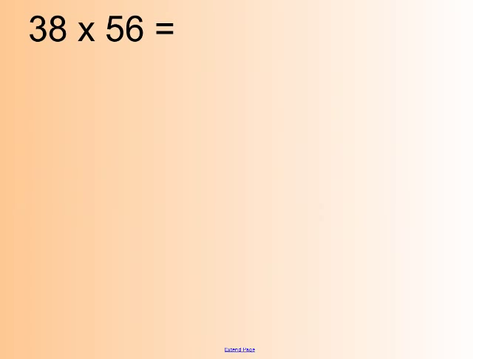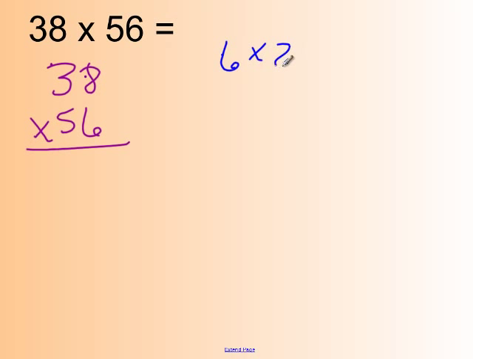38 times 56. Once again, I want you to rewrite that vertically. 38 times 56. Okay, we're going to do the 6 times the 8. I'm going to take my notes over here. 6 times 8 is equal to 48. So the 8 goes in the ones place, and the 4 goes up next door.